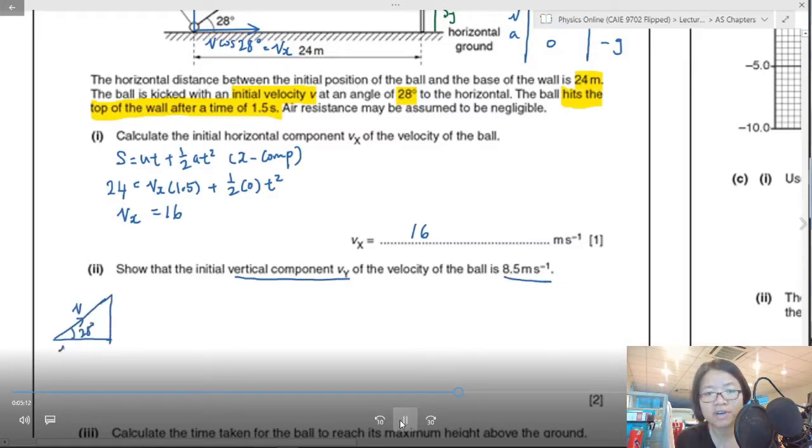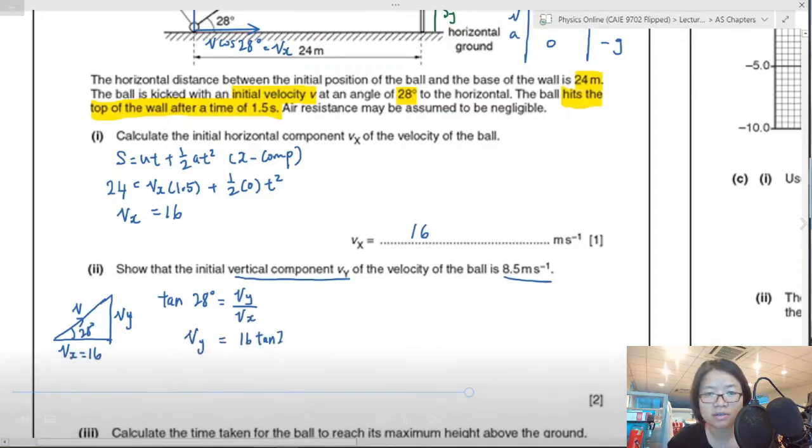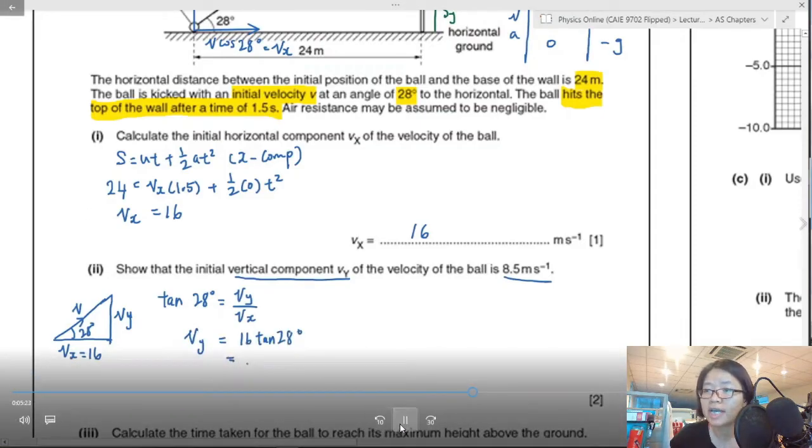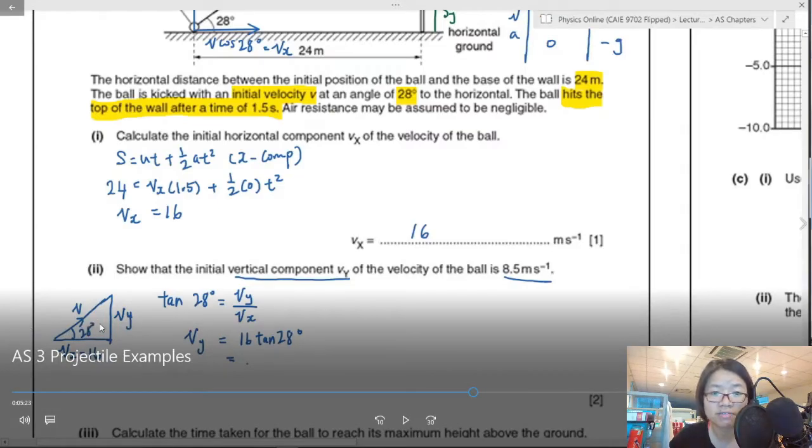So I can draw a vector diagram. You have Vx, which is 16. And then you have Vy, which is tangent 28. Sorry, Vy, which is the vertical component. So in this case, you can use tangent based on this vector diagram. So learn to use the vector diagram, because that will make your working a little bit easier.